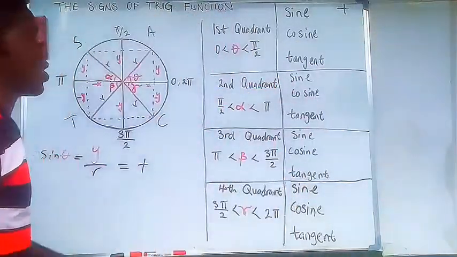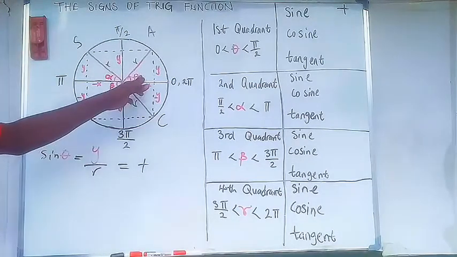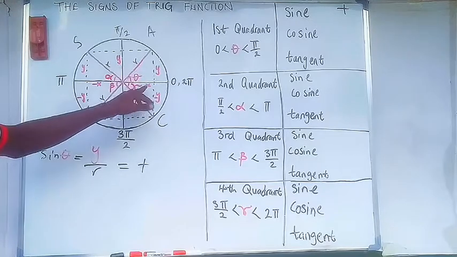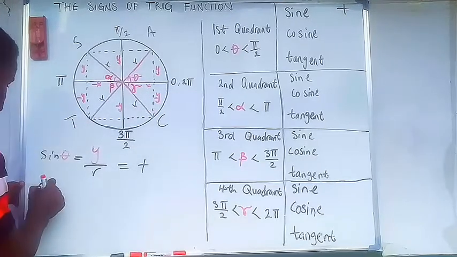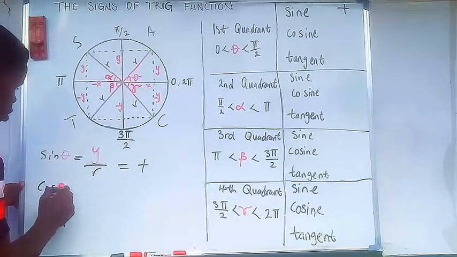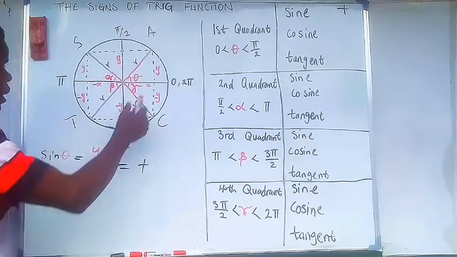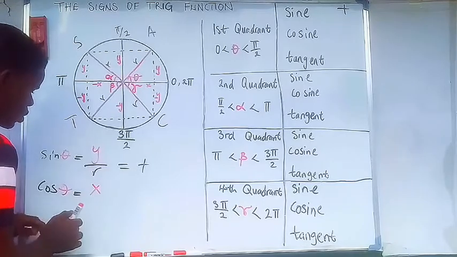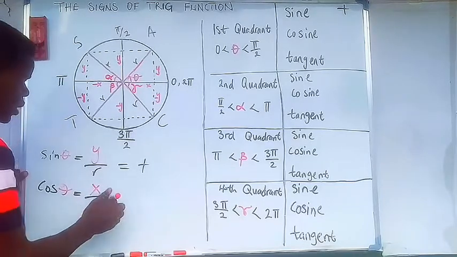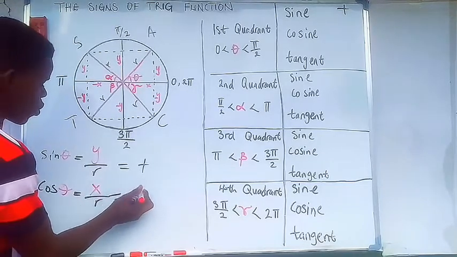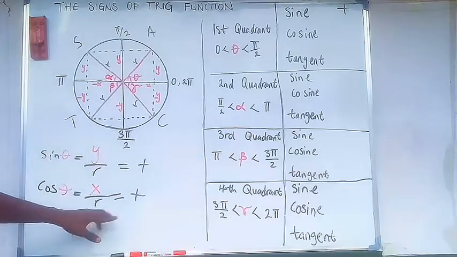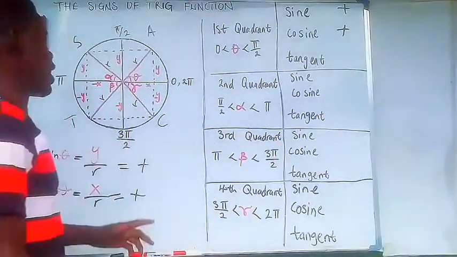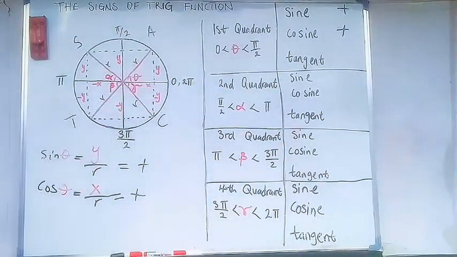That's simple. So we go ahead for cosine. We have that cosine theta is going to be what? Adjacent over hypotenuse. So cosine of theta is equal to x over r, since the adjacent is just x and our hypotenuse is just r. And you notice that this is also positive because x is positive and r is positive, therefore the result is going to be positive. Now we go again for tangent of this right here in the first quadrant.